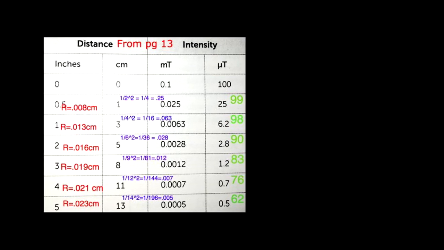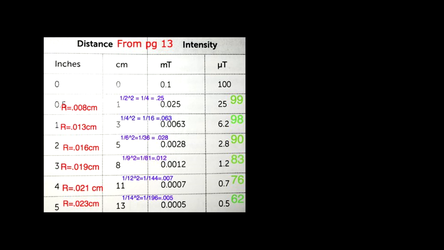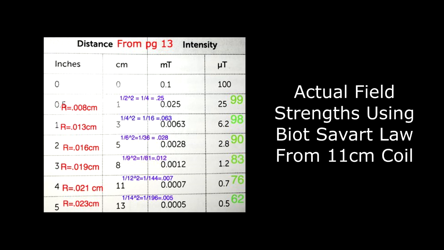But just to give you a sense of how wrong his numbers are, you can see these numbers in green here on the far right-hand column. These are the magnetic field strengths of a 100 microtesla field using an 11 centimeter coil, which is what the iMRS uses. And the Beamer uses a coil about that radius as well. Now notice how the answers differ. So you go from 99 to 98 to 90 to 83 to 76 to 62. And again, I double checked these numbers. These are the field strengths you would get using the Biot-Savart law from an 11 centimeter coil.